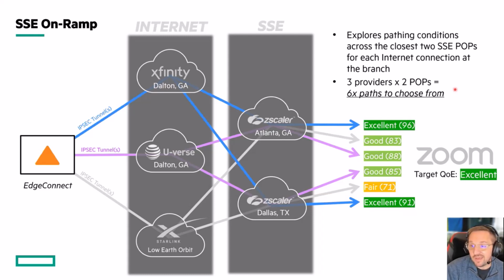The total number of paths that we can track is 32. So this is 6. You could potentially have up to 32 paths per app on the EdgeConnect. That's unusual that you would have that many, but it is possible.